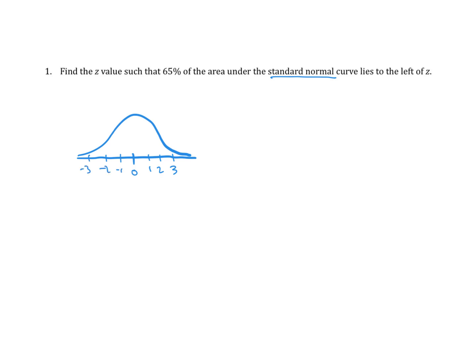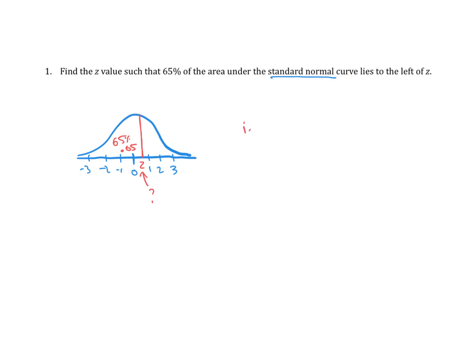And we want to find the z-value such that 65% of the area is to the left of z. I'm kind of guessing that maybe it's somewhere around here. So we want to know what is that z-value where 65% of the area is to the left, and so the area of that region is going to be 0.65.